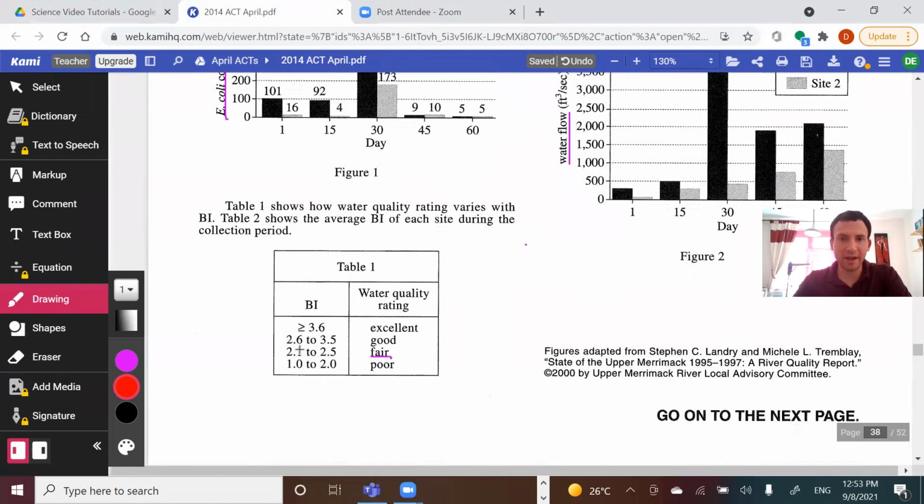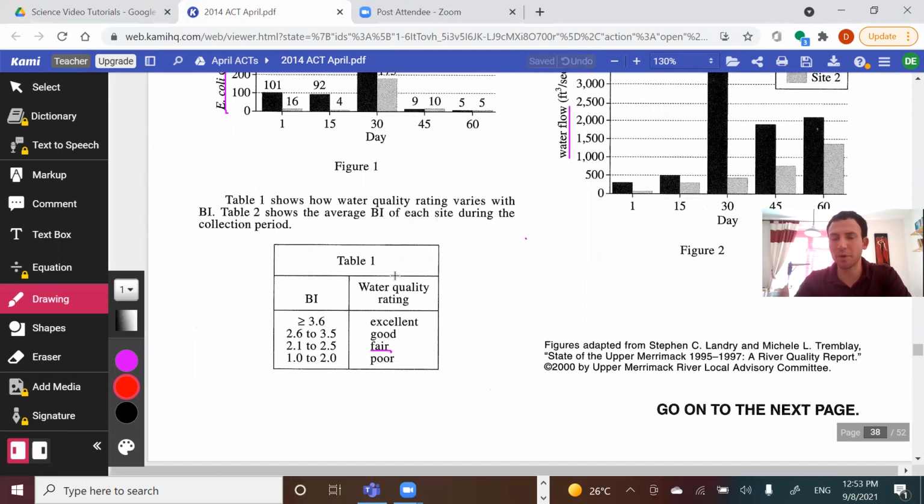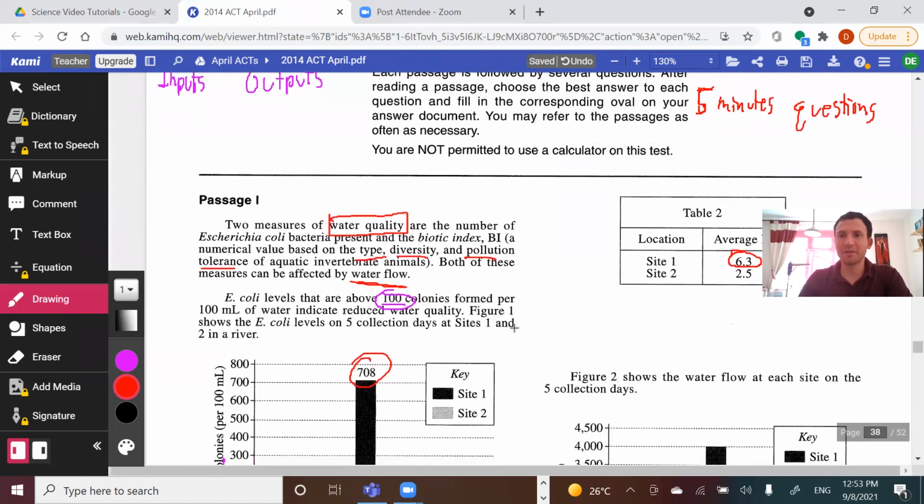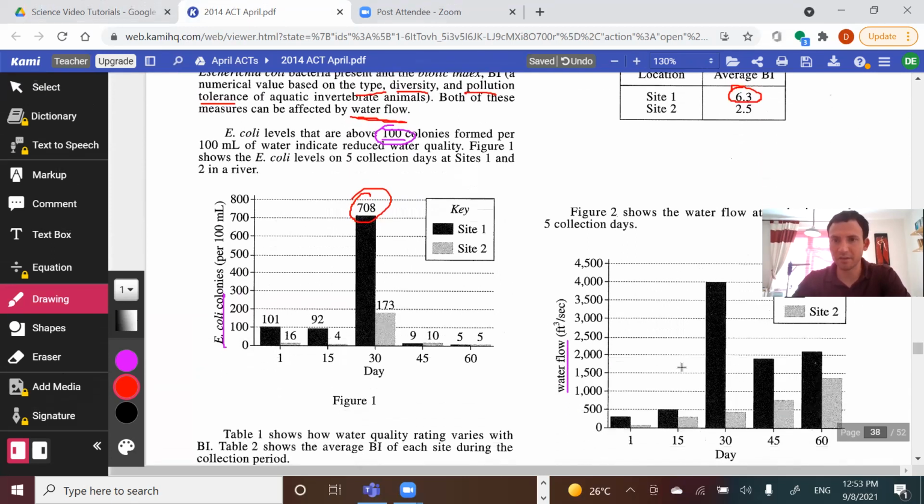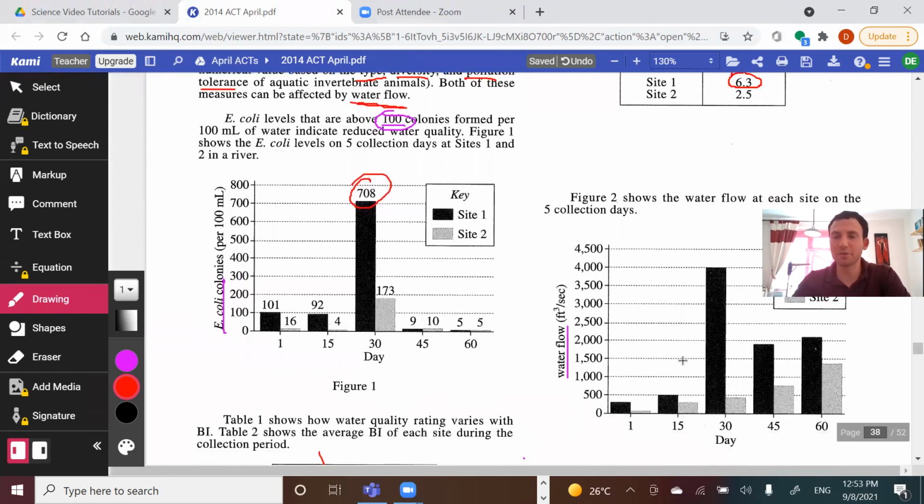If we look at table 1, it doesn't compare the sites, so immediately we know it's not table 1 because there's no comparison. Table 2 shows Site 1 is having a higher BI, so that's a good thing. And then figure 2 shows a higher water flow for Site 1, which is a good thing. So essentially, it's figure 1.